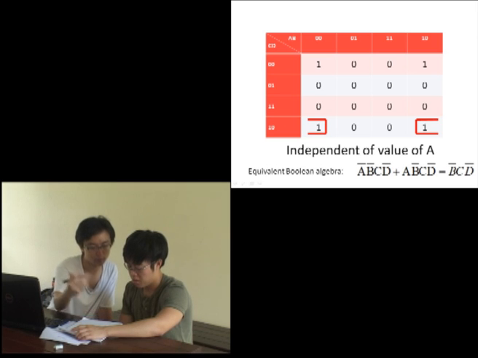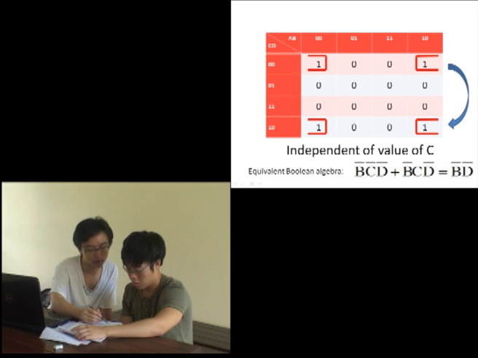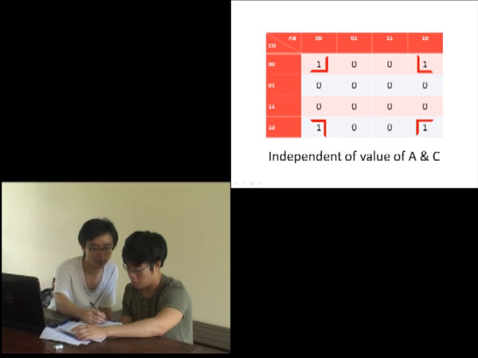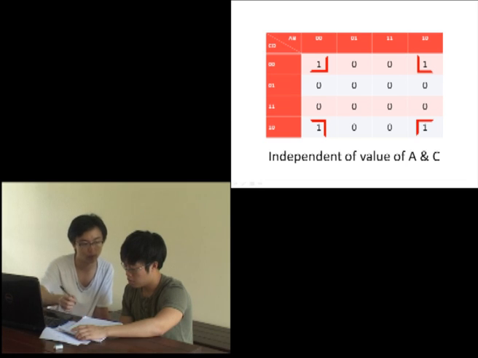So for CD, the same approach. The truth values 0 and 1 are taken for C, and the header for D are both 0, so it's D complement. Because it's within the same group, it's B complement times D complement. So that's the final result.